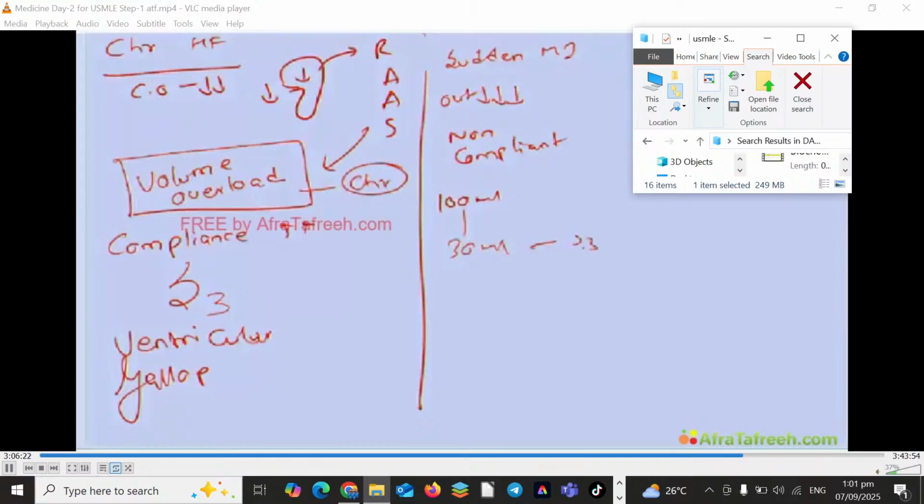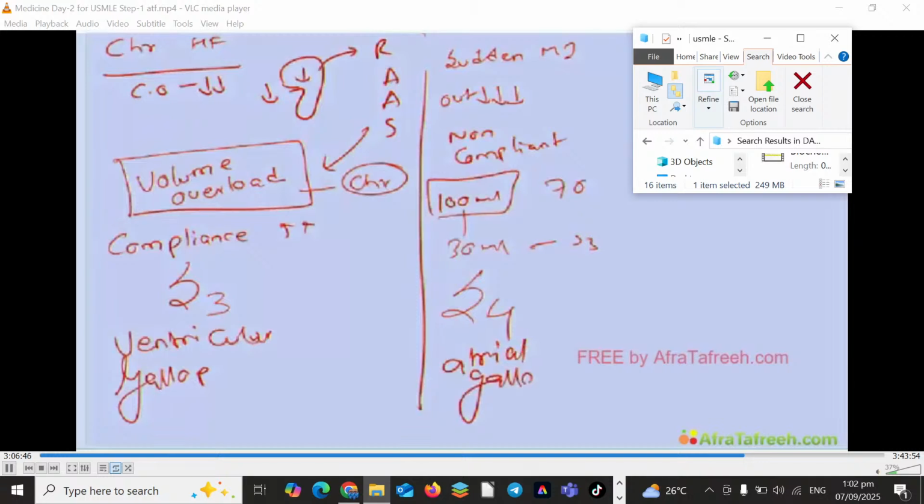What will happen to this 70 ml of blood? It requires the forceful contraction of the atria, and that will result in your fourth heart sound, and that will be a bum. That is your fourth heart sound. So your question will say patient presenting to you with acute MI and an atrial gallop. And an atrial gallop sound. That is how you're getting the ventricular gallop and the atrial gallop. Is it clear?